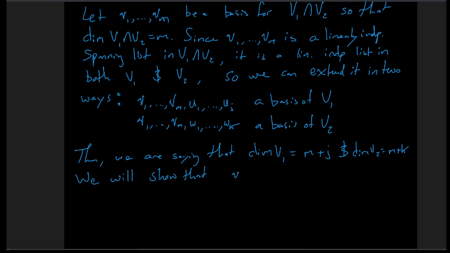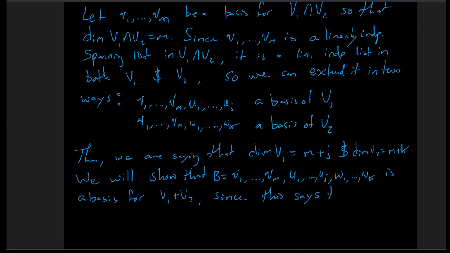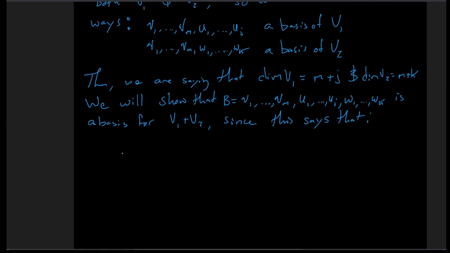we will show that V1 through Vm, U1 through Uj, W1 through Wk, which I will refer to as B, is a basis for V1 plus V2, since this says that, and here's what it says. Here's the argument. Dim V1 plus V2 is equal to, well, how many things are there? There's m from V1 through Vm, there's j from U1 through Uj, and there's k from W1 through Wk. So m plus j plus k, which notice is equal to, let me actually do this all in one line just to save some space.